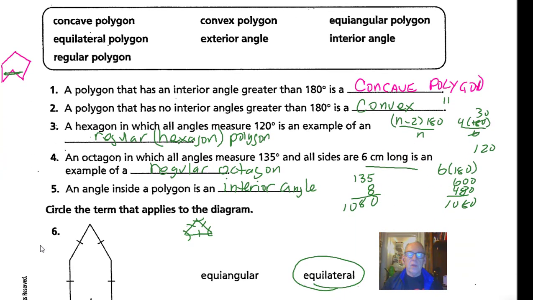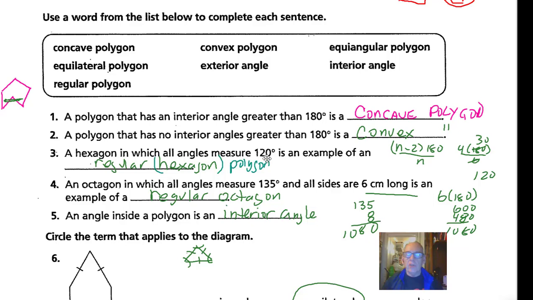So number 3, a hexagon in which all angles measure 120. Now it's not talking about the size, just angles, so that makes it an equiangular polygon. That's an equiangular polygon.